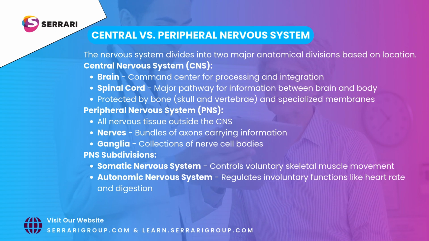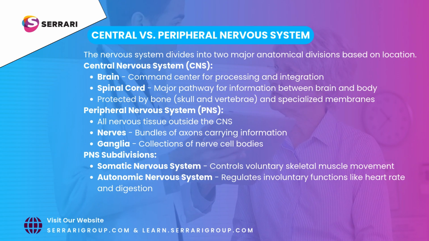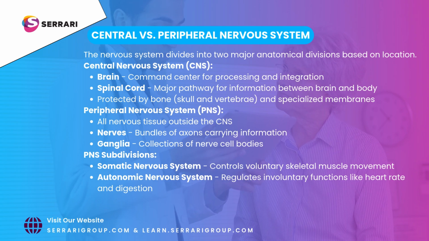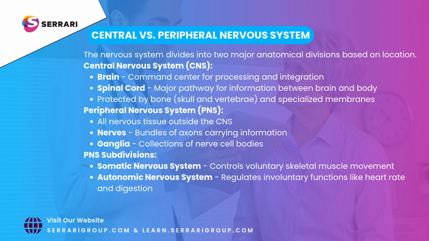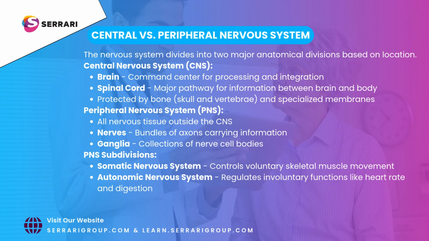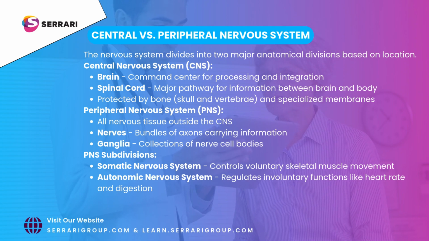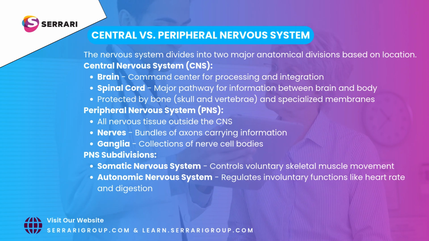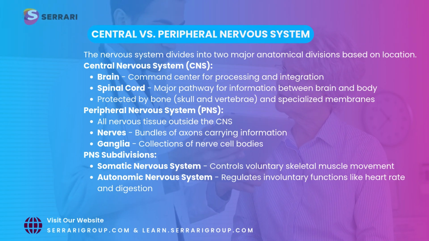Peripheral nervous system, PNS: all nervous tissue outside the CNS. Nerves are bundles of axons carrying information. Ganglia are collections of nerve cell bodies. PNS subdivisions: the somatic nervous system controls voluntary skeletal muscle movement. The autonomic nervous system regulates involuntary functions like heart rate and digestion.